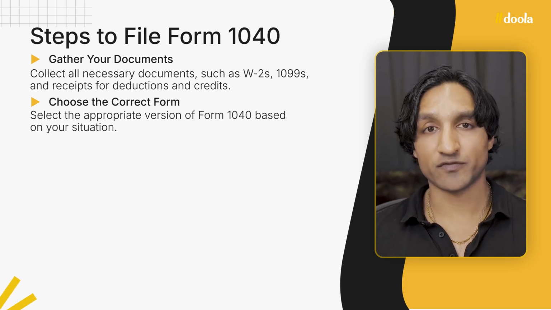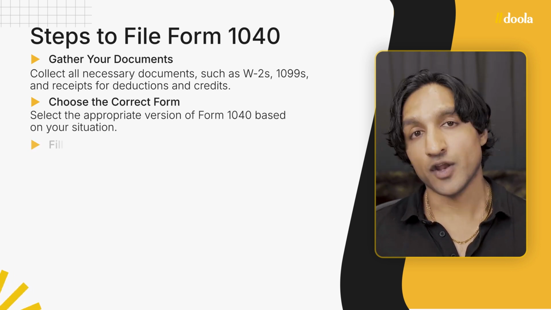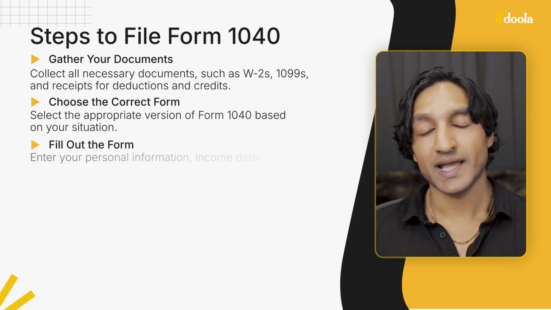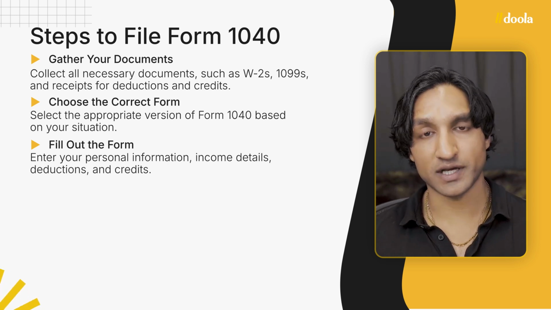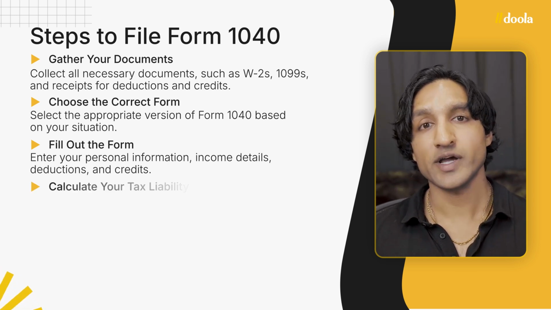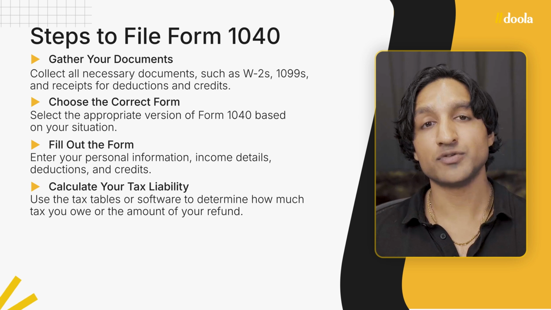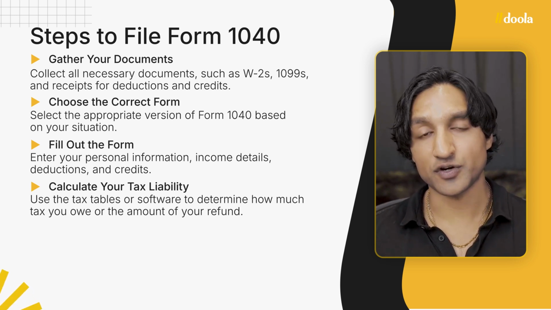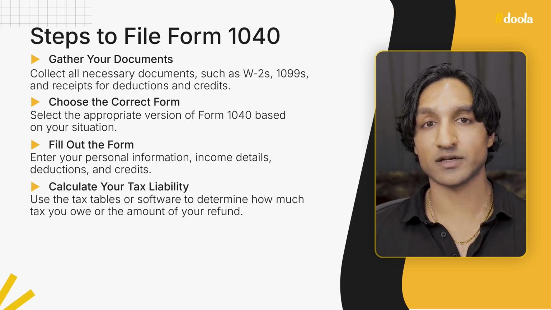Number 2, you'll need to choose the correct form. Select the appropriate version of Form 1040 based on your situation. Number 3, you'll need to fill out the form. Enter your personal information, income details, deductions, and credits. Number 4, calculate your tax liability. Use the tax tables or software to determine how much tax you owe or the amount of your refund.